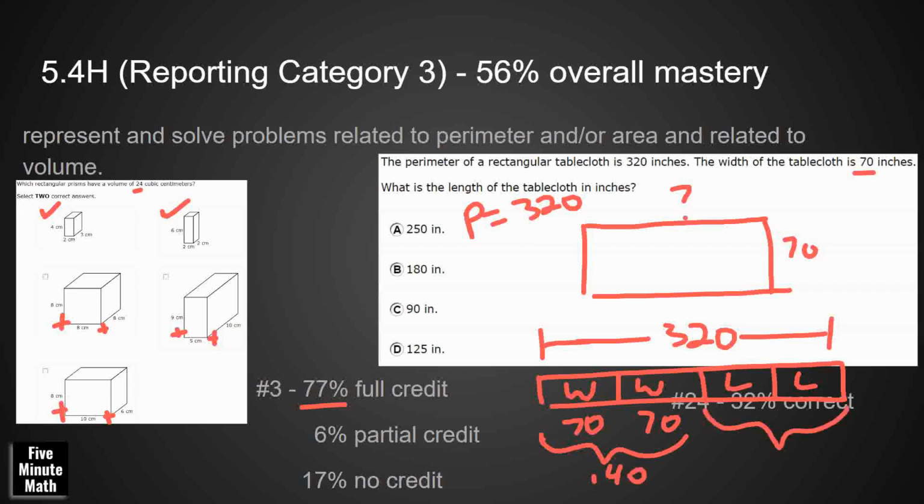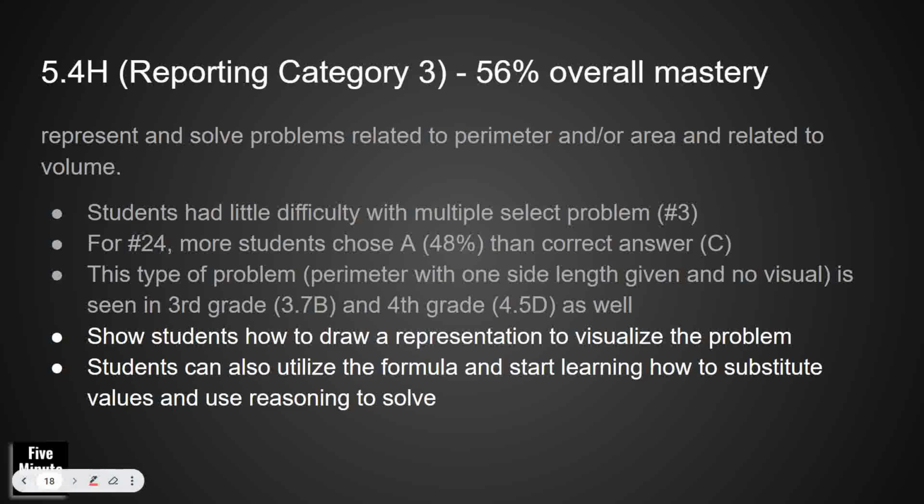So then what is this? I've got my 320 minus the 140. It's going to be 180. So the answer is not 180. The answer is I need to split my 180 between these two lengths. So what plus what makes 180? That's the 90, but that's hard. That is hard for students. We had 32% get that correct.